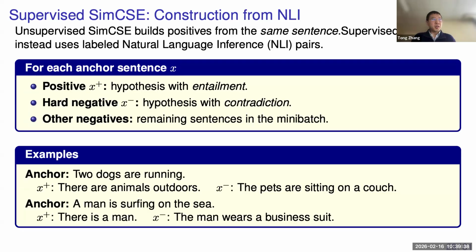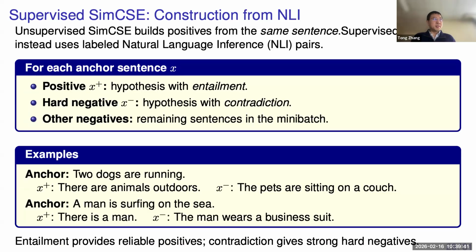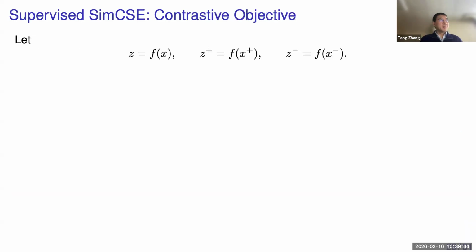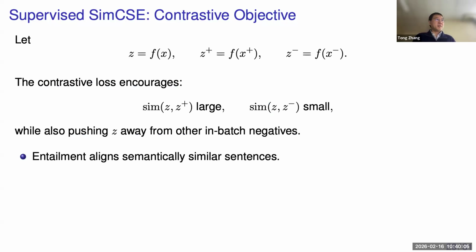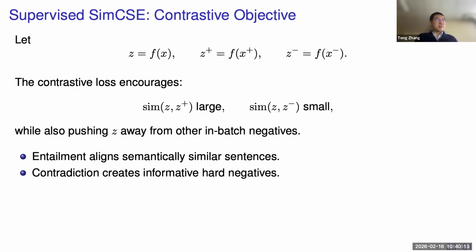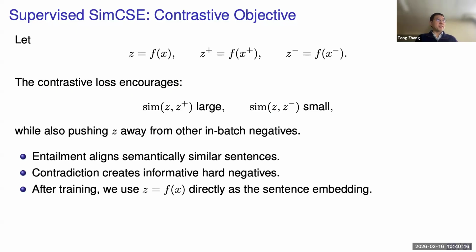These give you the positive and negative pairs, and then you use this thing. Okay, then what you do is the following. So you are supervised SimCSE. You basically make it small and so on, right? So basically you push away in the batch and so on. So that's pretty much what it is.